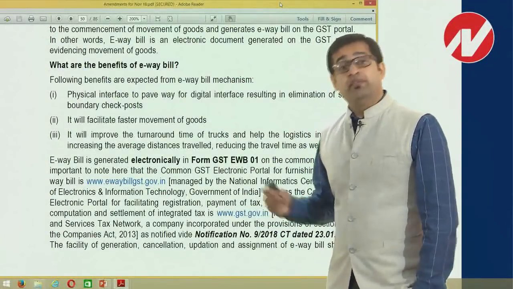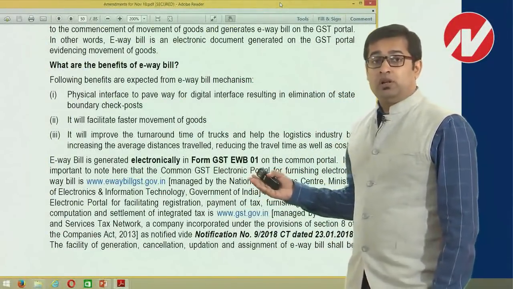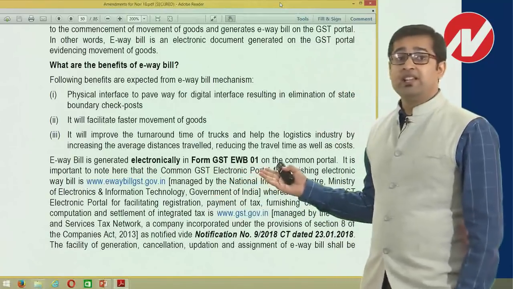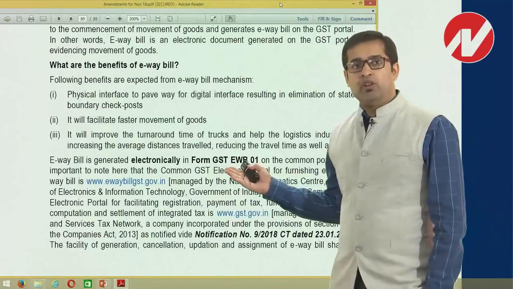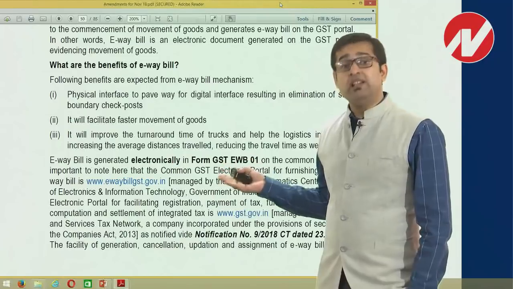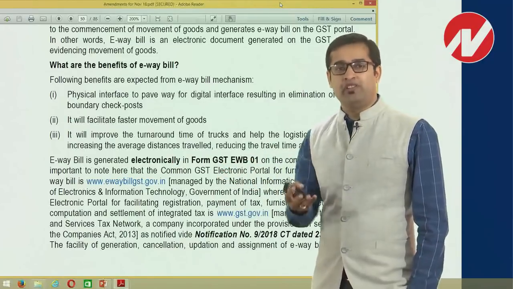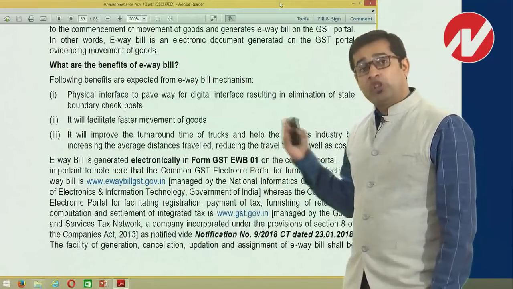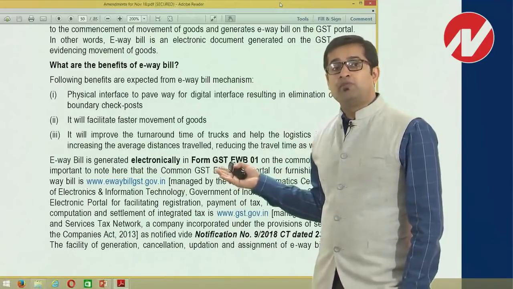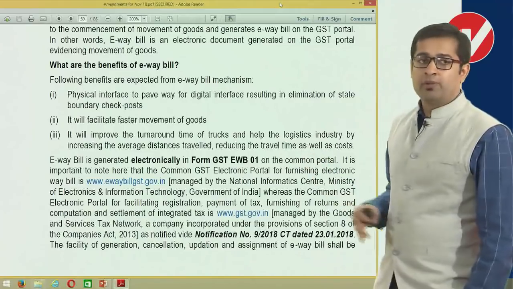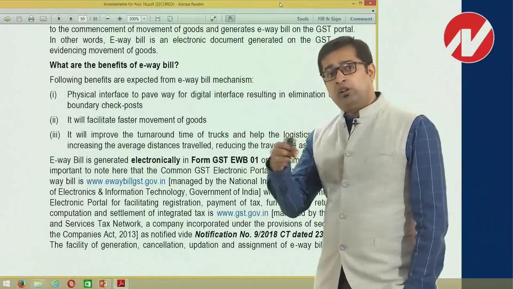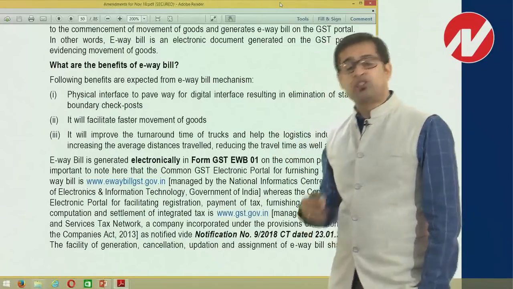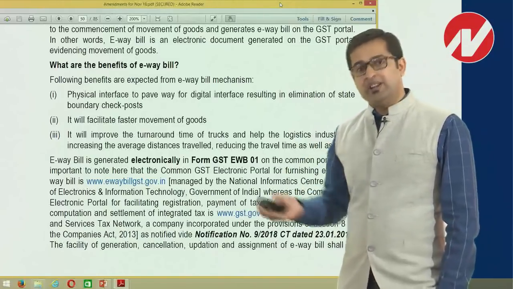Now, e-way bill is required to be raised in a form called GST EWB01. As you can read over here, form GST EWB. EWB is a short form of e-way bill. So it is a form that we need to use electronically to generate an e-way bill. So we call it Form GST EWB01 on the common portal, where you need to submit all the documents and all the details to generate an e-way bill.